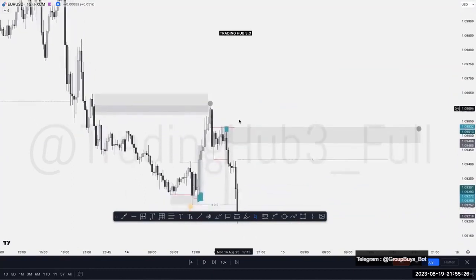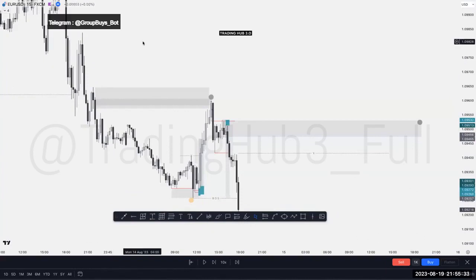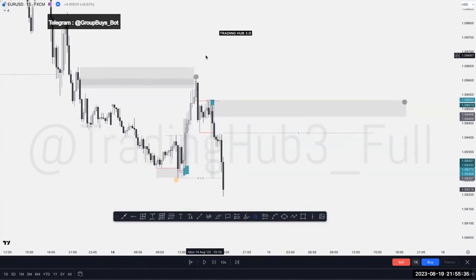So at this point, this is an entry, and this first entry is missed here, but the setup was valid. Okay, so let's see what happened next here.